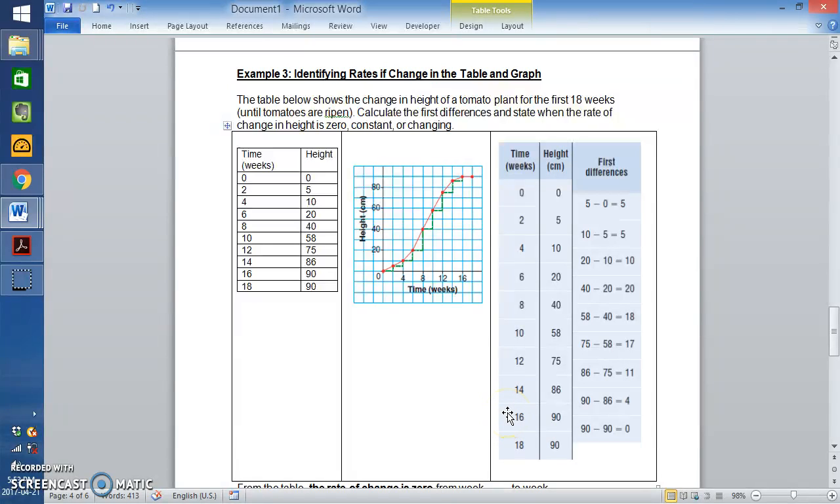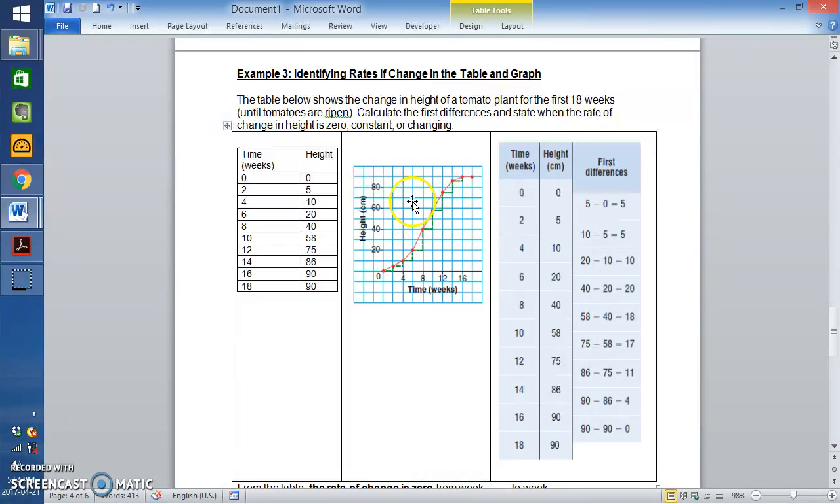now constant. Constant means that we're going to have consecutive, or the same, slope. When do we have the same rate of change? When do we have the same slope from the table? In between what weeks? We have 5 and 5 here, and that happened from week 0 to week 4. Let's see on the graph. That is represented by a straight line, and as we saw in the previous examples, yes indeed, when we have a constant rate of change, that part of the graph is a straight line.